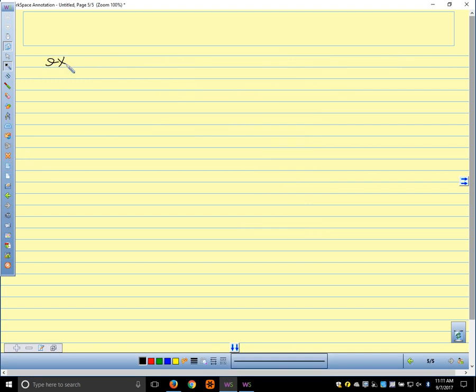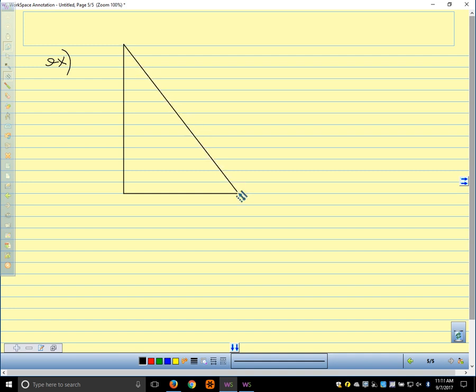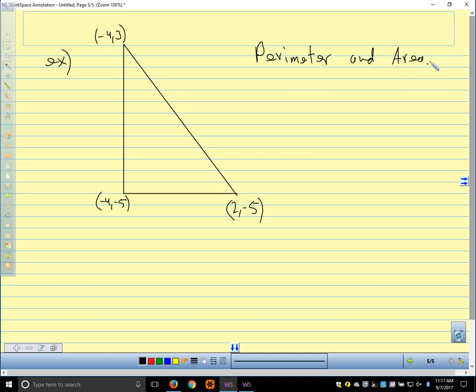Okay, sometimes you'll be given problems with coordinates. So let's say we have a triangle and they give us the coordinates of the vertices. So it's either on a graph or they give you the coordinates. And I'm going to say this is -4, 3. This is -4, -5. And this is 2, -5. And they want to find the perimeter and area.